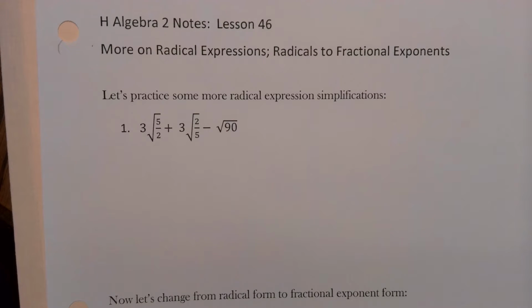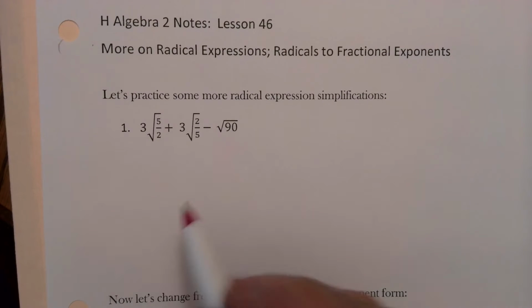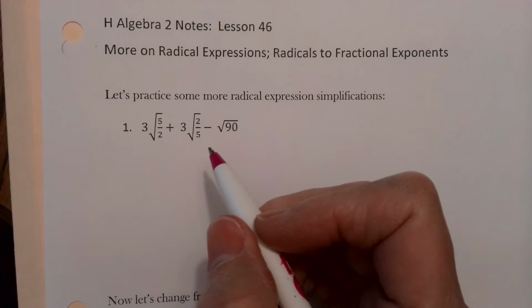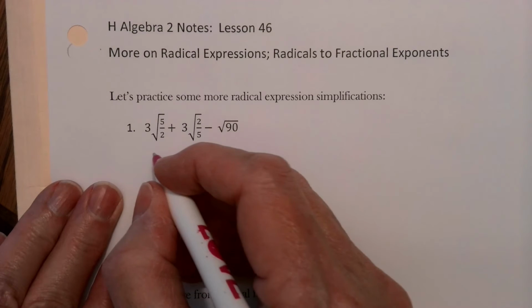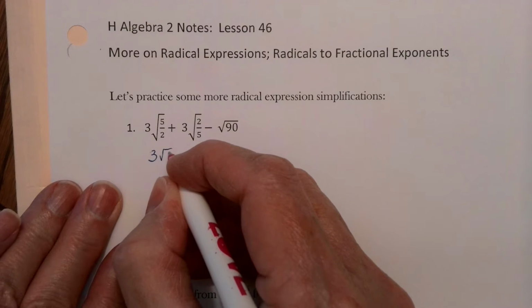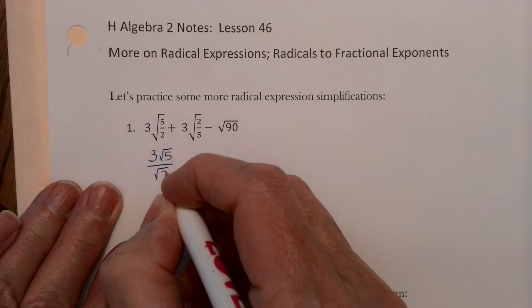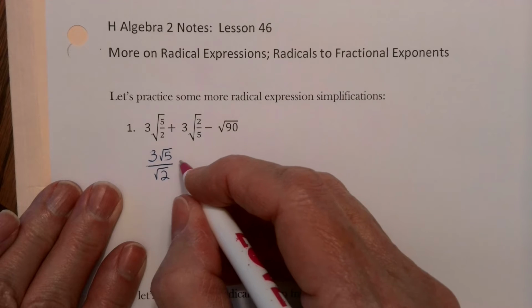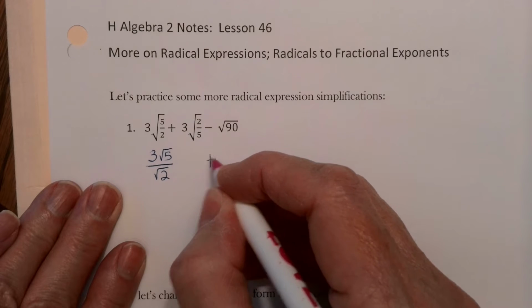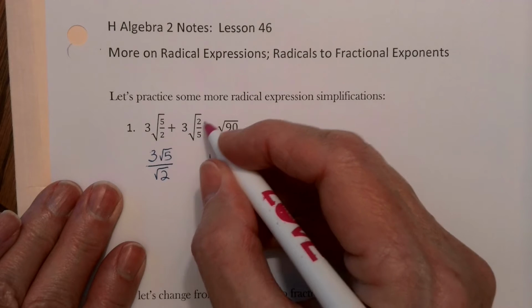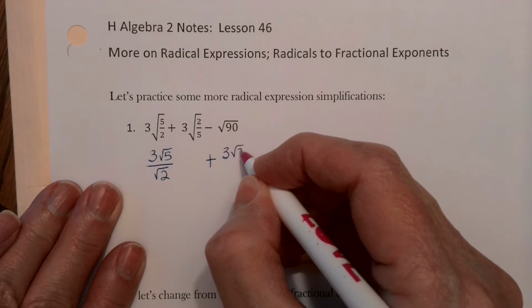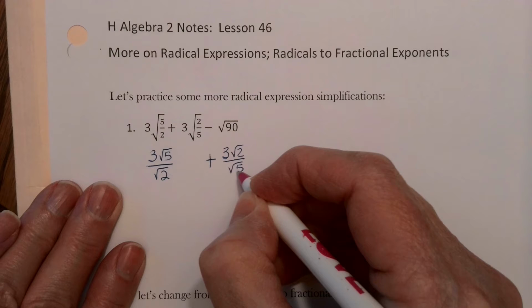Okay, lesson 46. So we're going to work in some more with these expressions that have radicals in them. So we know that we have something like this. We already know we need to split that up. So it's 3 times the square root of 5 over the square root of 2. Now, in a minute, I'm going to have to rationalize that. So I'm going to leave some space between that and my plus sign. Then this one's going to be 3 times the square root of 2 over the square root of 5.